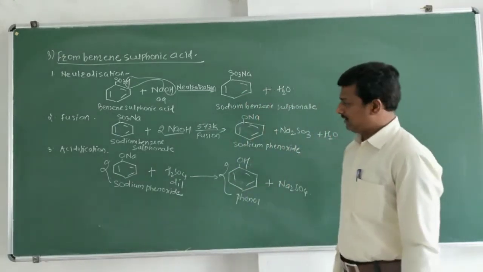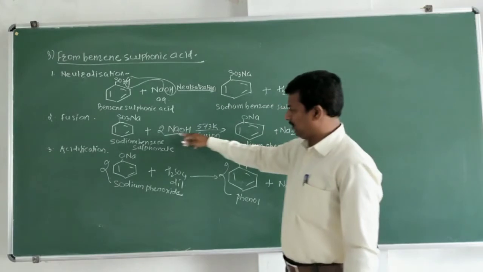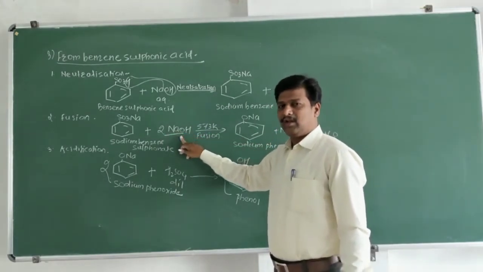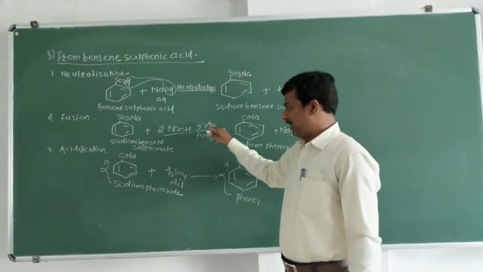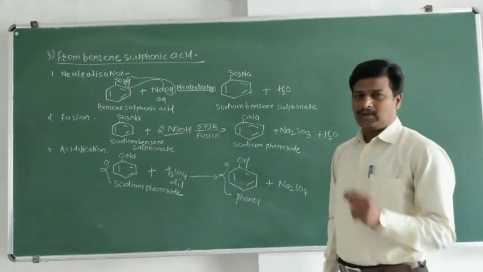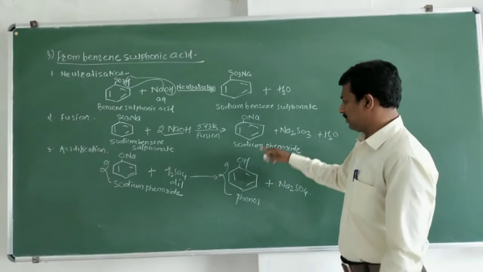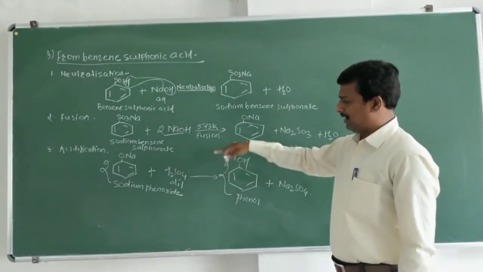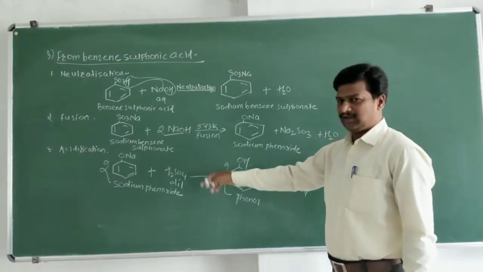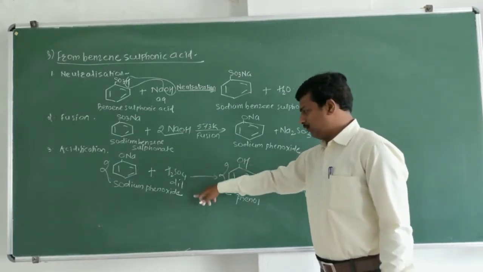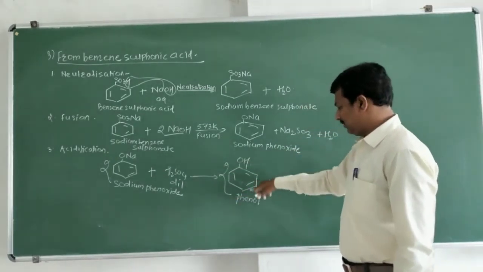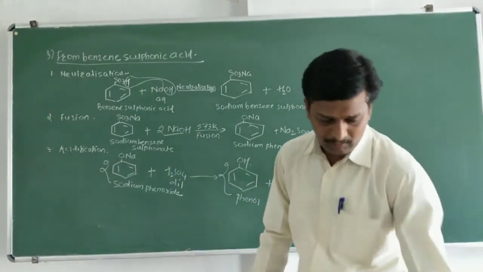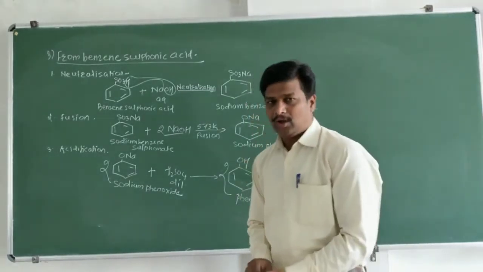Now in the second step, this sodium benzene sulfonate reacts with excess NaOH, meaning it undergoes fusion with NaOH, and the reaction is carried out at 573 Kelvin temperature to form sodium phenoxide. And in the third and last step, this sodium phenoxide gets acidified with dilute H2SO4 to give phenol. So this is the most important preparation method of phenol.